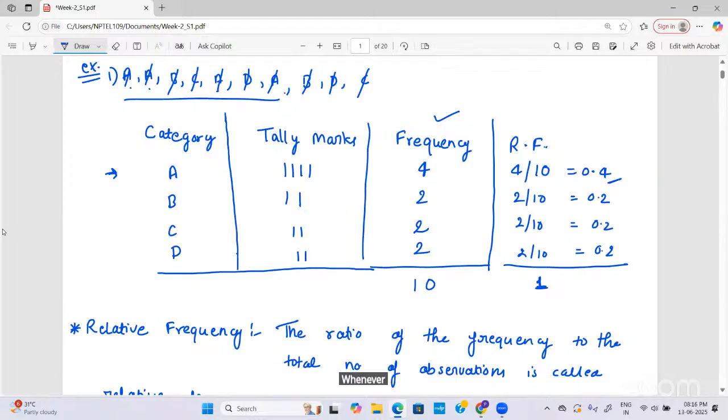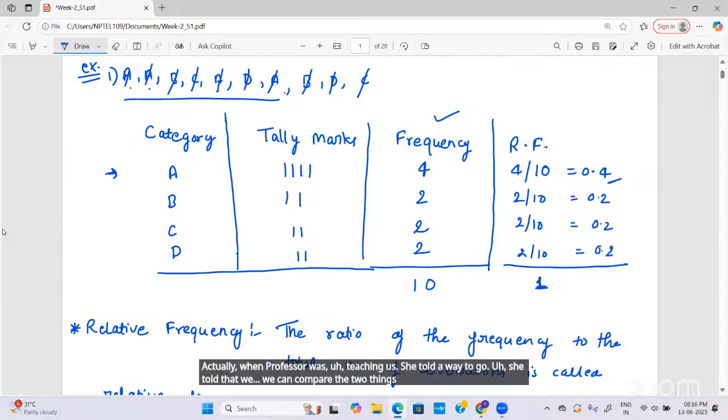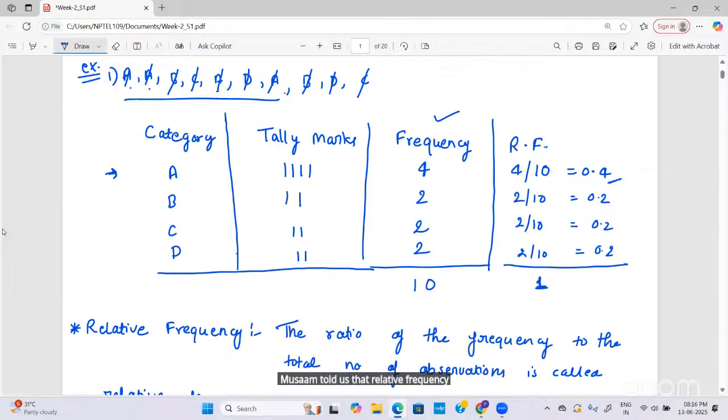Actually, whenever the professor was teaching us probability, she told us that we can compare two things from the relative frequency. Then how, when the relative frequency adds up to one for all the data, can we compare it? Usha ma'am told us that the relative frequency is used to compare the data, but here it adds up to one for all. Then how can we compare it?